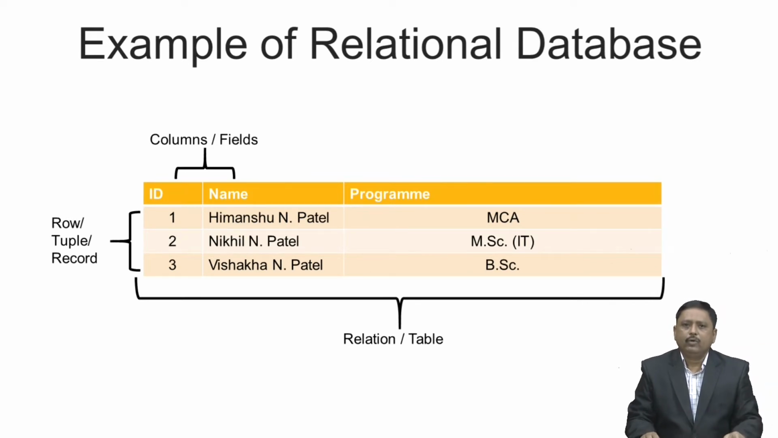Second row refers to second student data and so on. So these are called rows, tuples or records, and the entire table is called a relation or table, and we can give a name to this table and we can store, retrieve, update and delete all this information using queries. So I hope you understand how a relational database stores information.